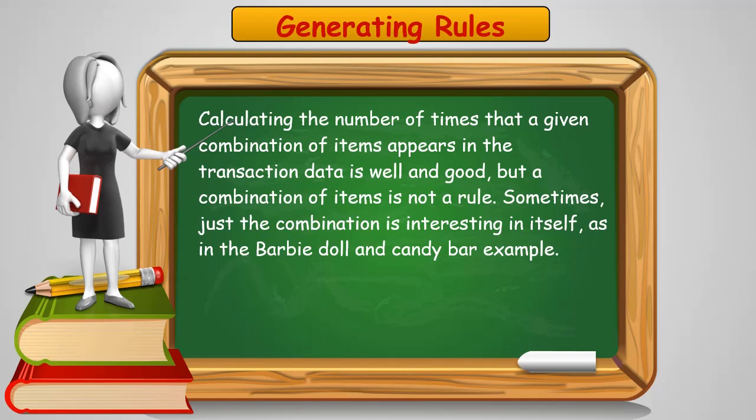Calculating the number of times that a given combination of items appears in the transaction data is well and good, but a combination of the items is not a rule. Sometimes just the combination is interesting itself, as in the example of the Barbie doll and the candy bar purchase 60% of the time.